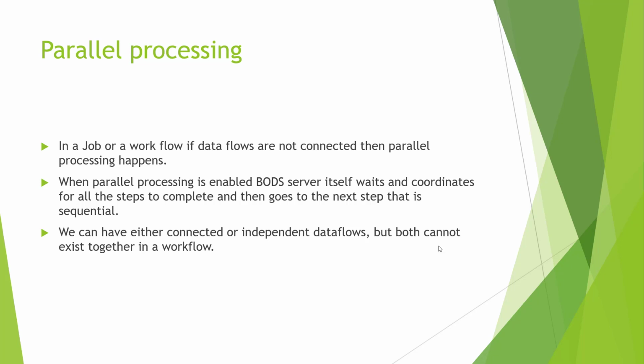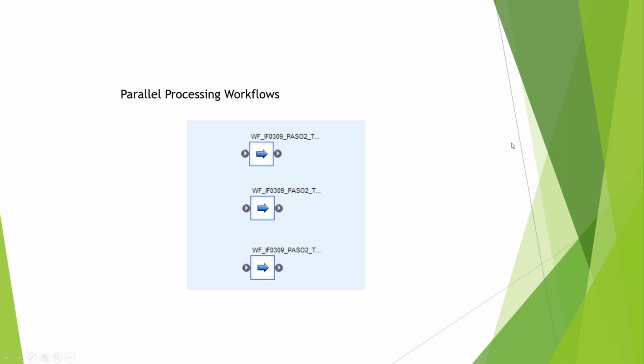When parallel processing is enabled in the BODS server, the server itself waits and coordinates for all the steps to complete and then it goes to the next step, which is sequential. So, for instance, in the first workflow, if we have multiple data flows that are running, the server itself waits for this to complete and this to complete and this to complete, and then it will go to the next job.